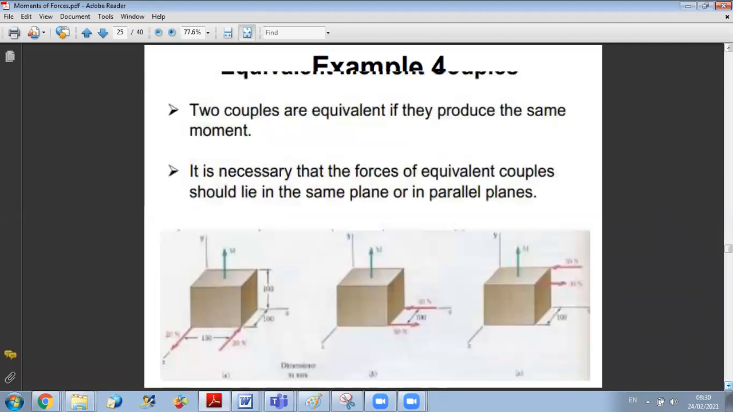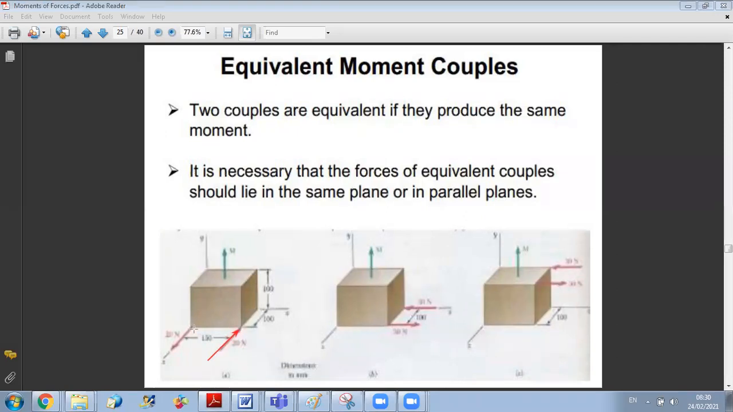Okay. Now, as I told you, equivalent couples means that they produce the same moment. But we can obtain equivalent couples with completely different forces in direction and in magnitude. Let us see how. So in this example, you have, for example, forces like this, two forces in the xz plane. So this is x, this is Z, and this is Y.